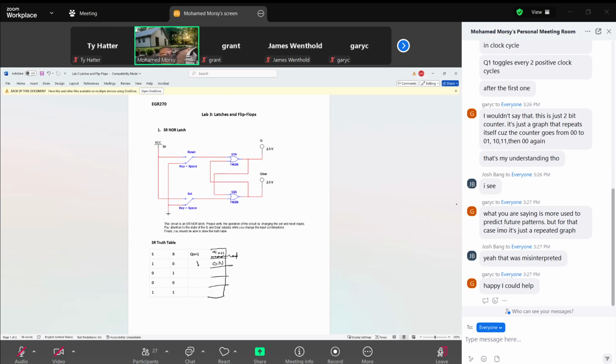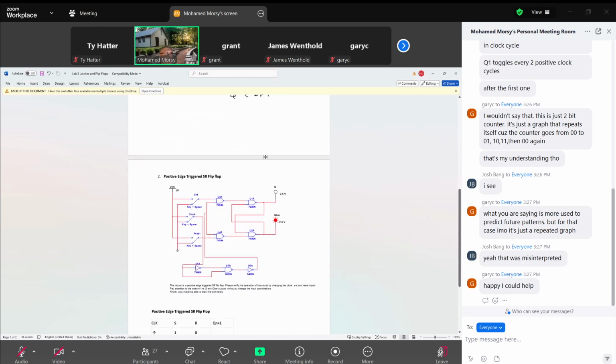When S and R are 1 and 1, of course, this is not allowed. So what you see as measured, you can say for this part here, Q is off and Q inverted is off, for example, or both of them on. So please, you need to add one column here for the measured. Measured means what you see for the light, on or off, for both of them.